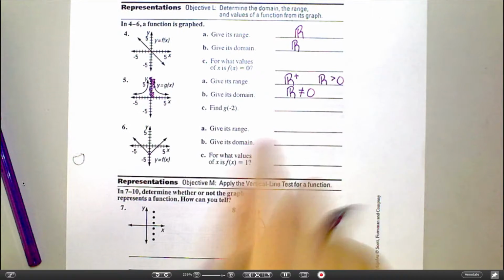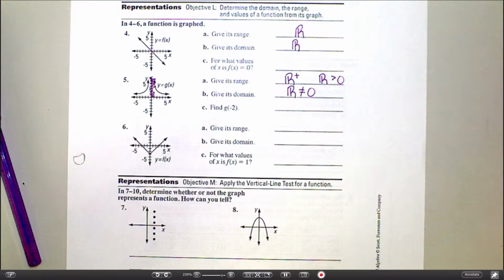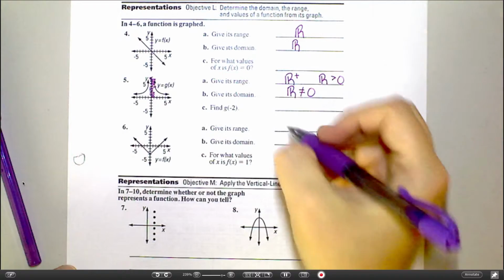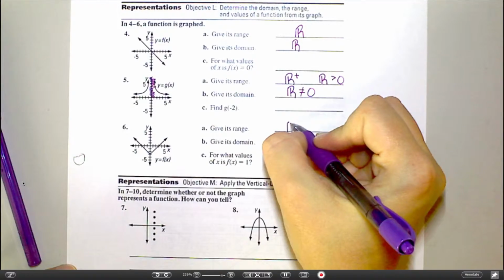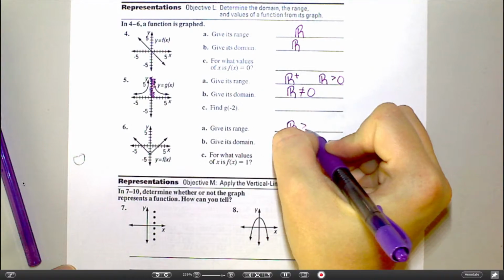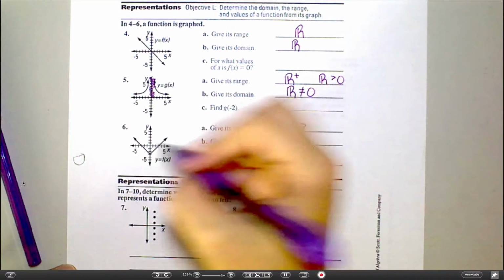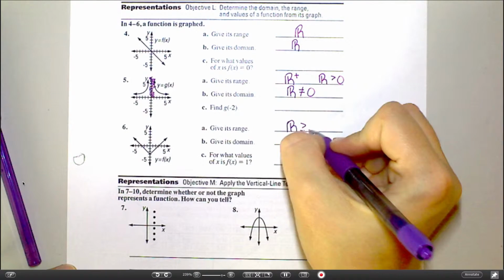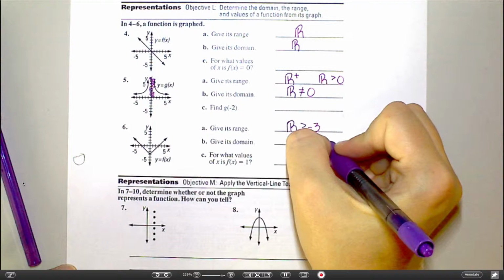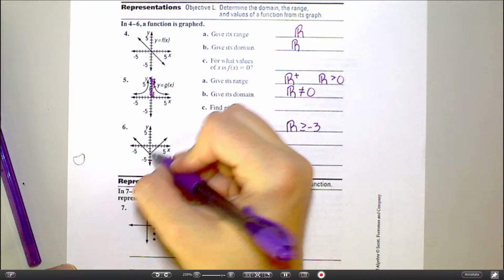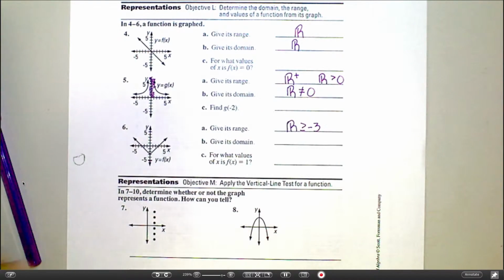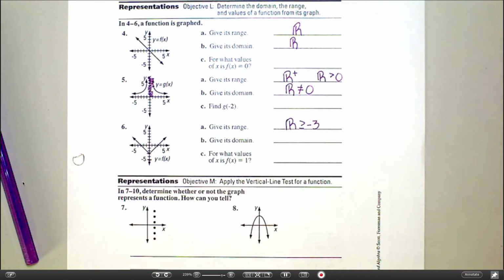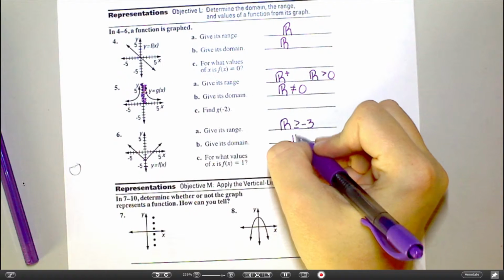Okay? What about a range on number 6? Emily? Perfect. All real numbers greater than or equal to, what is that, -3 actually? Here, yeah, here's -5. So all reals greater than or equal to -3. That's saying everything from -3 up. Okay, that's how you would write that. What about the domain on that one? All reals, yep. Goes everywhere left to right.